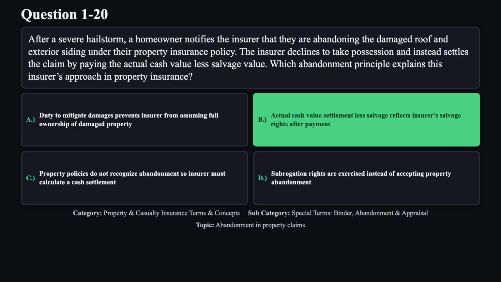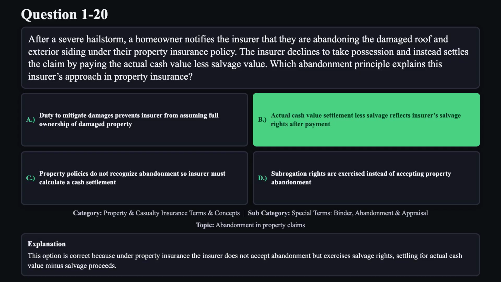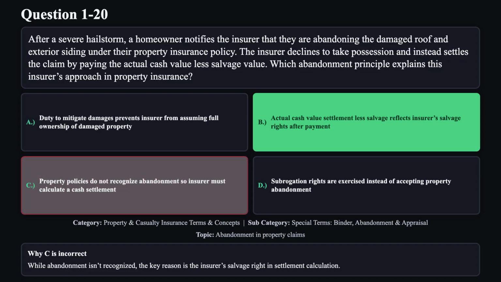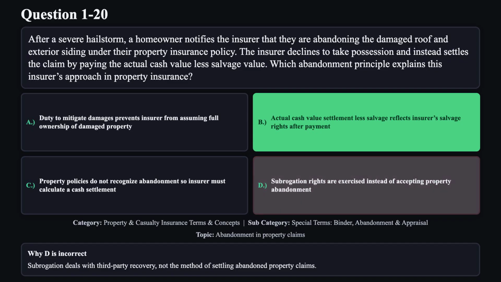The correct answer is B. This option is correct because under property insurance, the insurer does not accept abandonment, but exercises salvage rights, settling for actual cash value minus salvage proceeds. Reason A is not correct. Duty to mitigate addresses insured's conduct, but does not explain insurer's settlement method. Reason C is not correct. While abandonment isn't recognized, the key reason is the insurer's salvage right and settlement calculation. Reason D is not correct. Subrogation deals with third-party recovery, not the method of settling abandoned property claims.